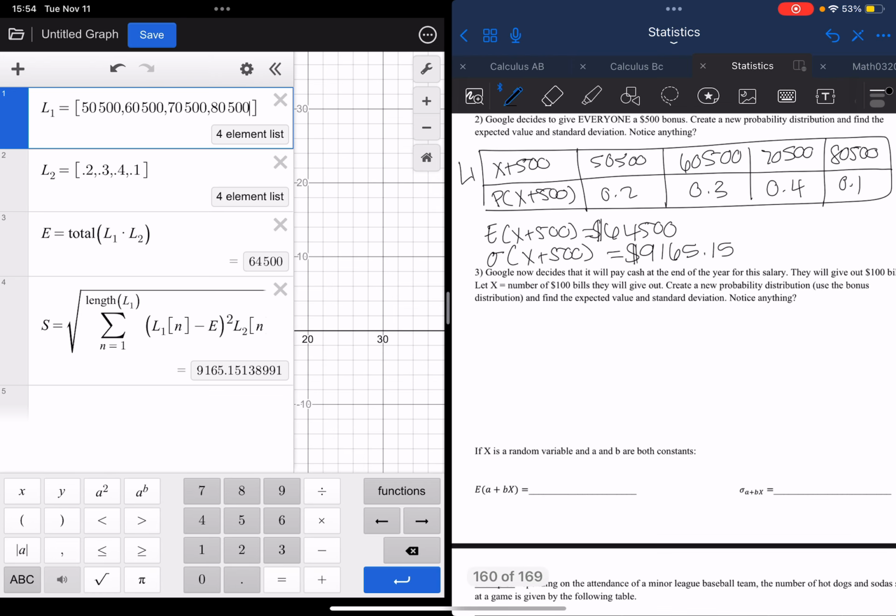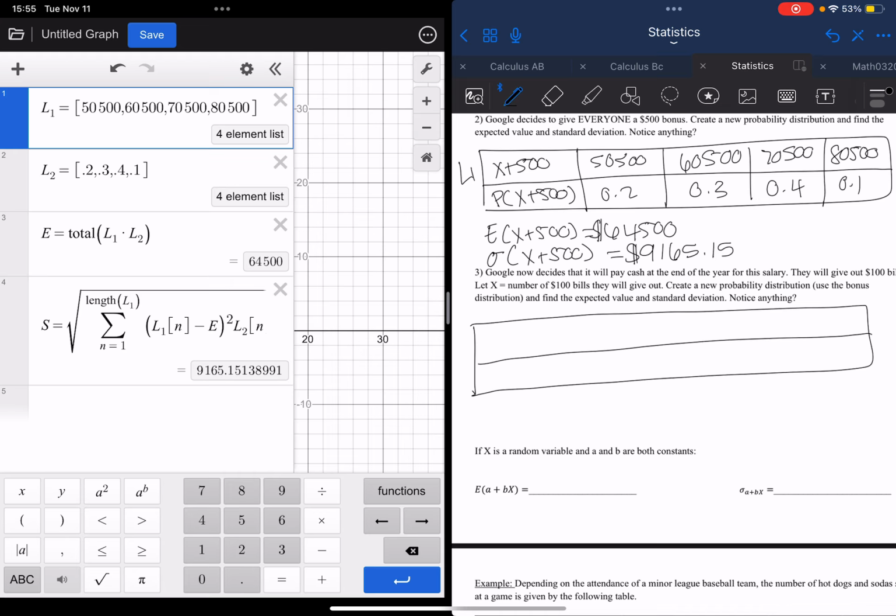Now it's saying Google decides that it will pay cash at the end of the year for this salary. They will give out $100 bills. Let X equal the number of $100 bills they will give out. Create a new probability distribution and find the expected value and the standard deviation. Okay, so here's my table. Now this is X plus 500 over 100, and the probability of X plus 500 over 100. So that means I have 505, 605, 705, and 805, and all of my probabilities stayed the same.